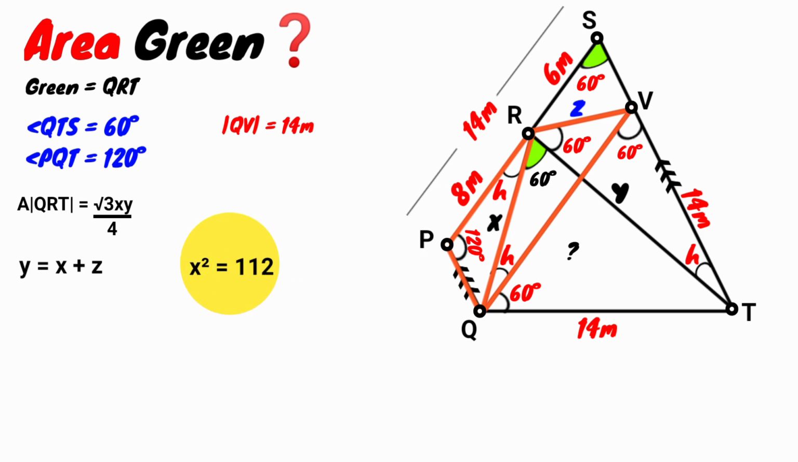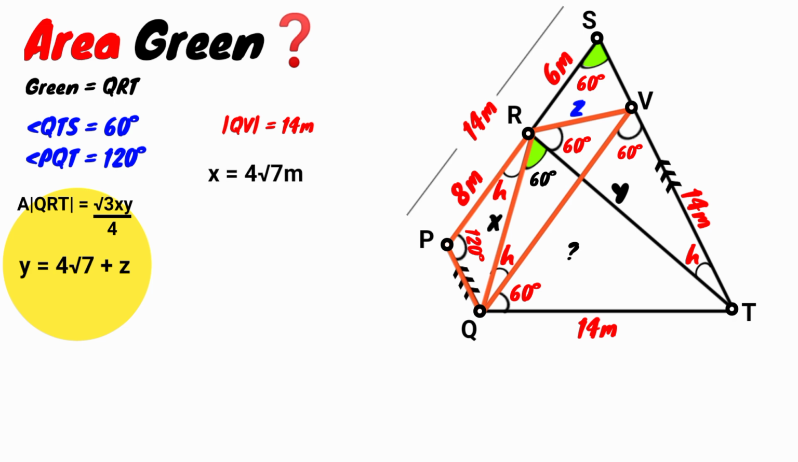Take the square root of both sides. Here square root of x squared is x, while here square root of 112 is 4 root 7. So x equal to 4 root 7 meters. Substitute it here. Now y equal to 4 root 7 meters plus z. What is the value of z?